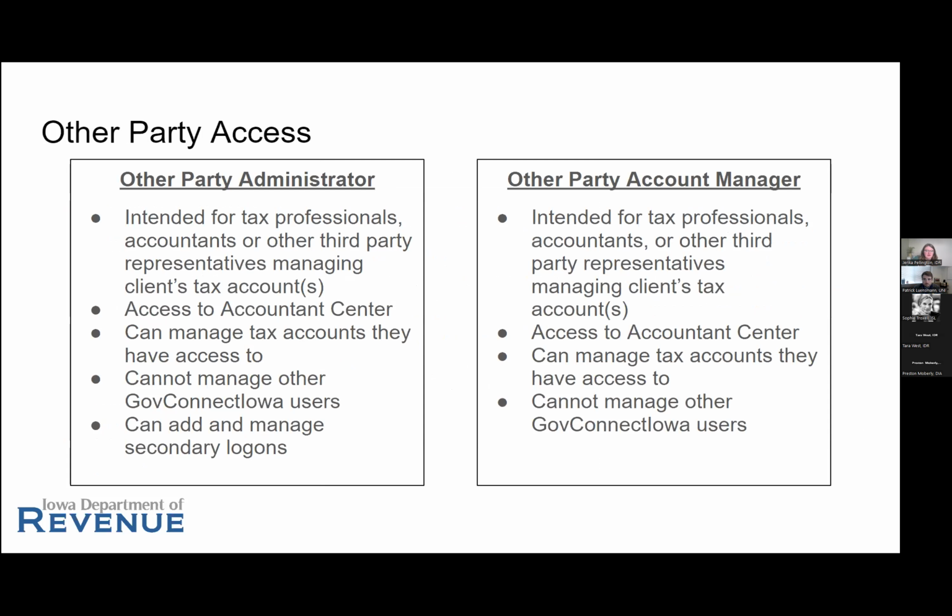So with other party access, there are two options available. Other party access is intended for third-party professionals that manage their clients' tax accounts via GovConnectIowa. Other party administrator and other party account manager are the two types, and these follow similar rules to business access. However, they cannot manage other users or GovConnectIowa users that have selected business access.